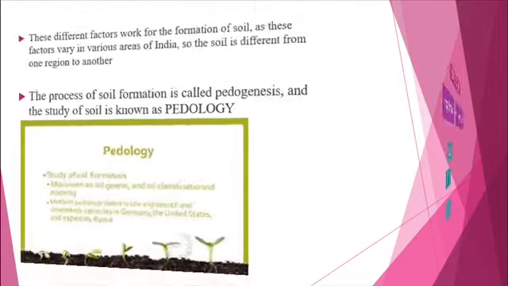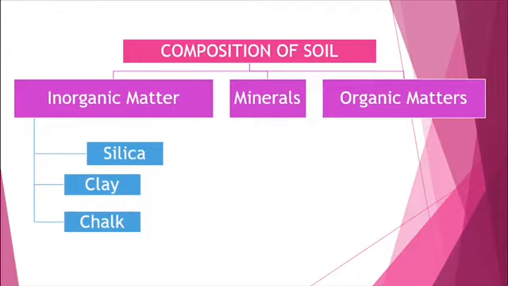Composition of soil. The soil is composed of different organic and inorganic matters. Inorganic matter includes silica, that is derived from disintegration of rock, clay, that is a mixture of silicates and minerals such as iron, calcium, sodium and potassium. An important mineral is calcium, that is important for the growth of plants. Different minerals are there like the potash, lime, etc.